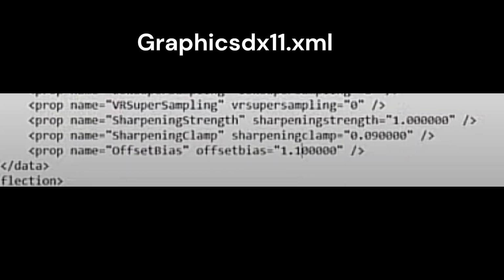If you go to the graphics dx11.xml file, which can be found under the Documents tab, and then the AMS2 folder, then at the bottom of this file you can see some lines, and the most important lines are the sharpening strength, the sharpening clamp and the offset bias.